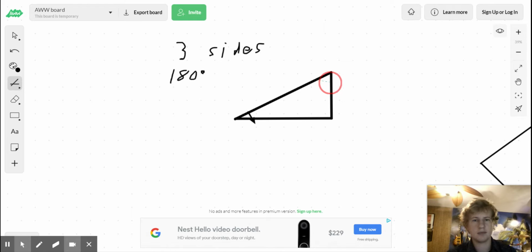these angles here, add up to 180 degrees right there.